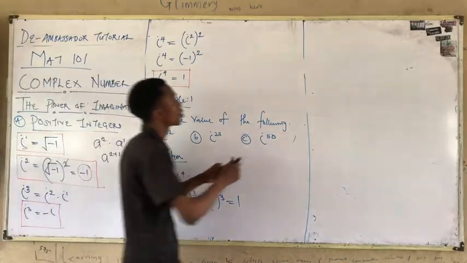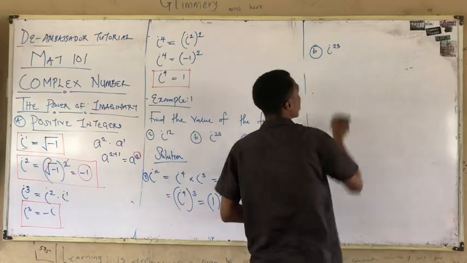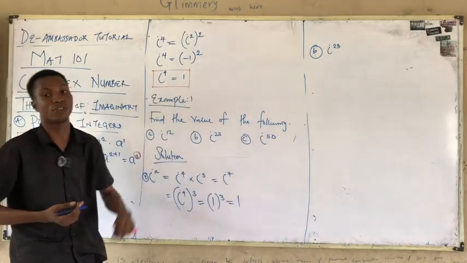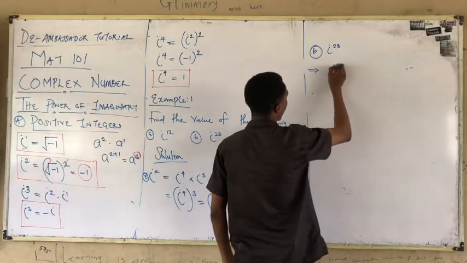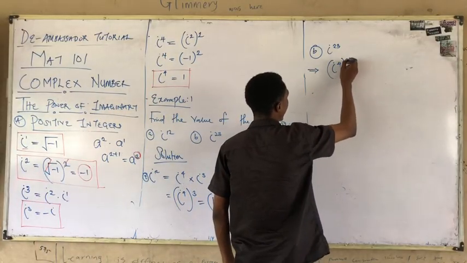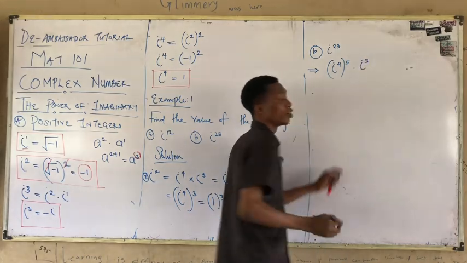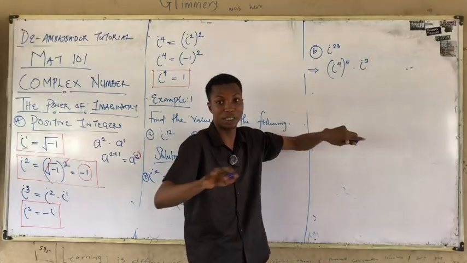Okay, let's try B. Looking at B, we have i to the power of 23. So how many multiples of i to the power of 4 can I see in 23? How many multiples of it? Are you sure? That's i to the power of 4 in the bracket of what? 5. Then multiply by what? Remember that 4 times 5 is 20. 20 plus 3, 23. The balance.